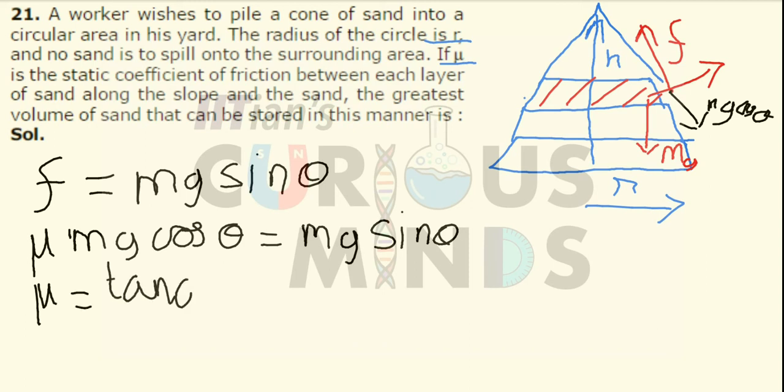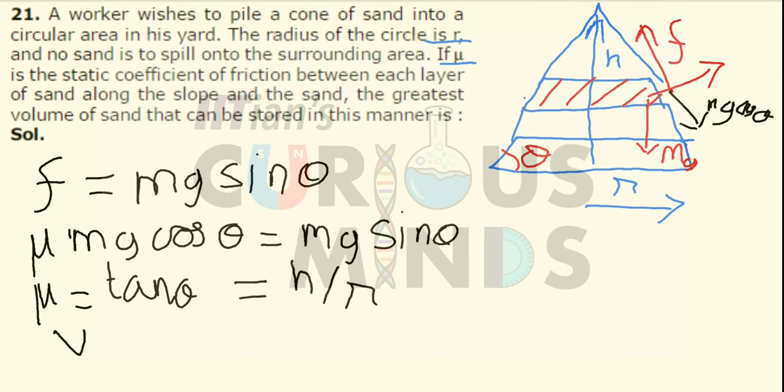Now theta over here is this angle. If I take any angle over here, this angle will be equal to theta. Now theta, if you consider, tan theta will be equal to h divided by r.